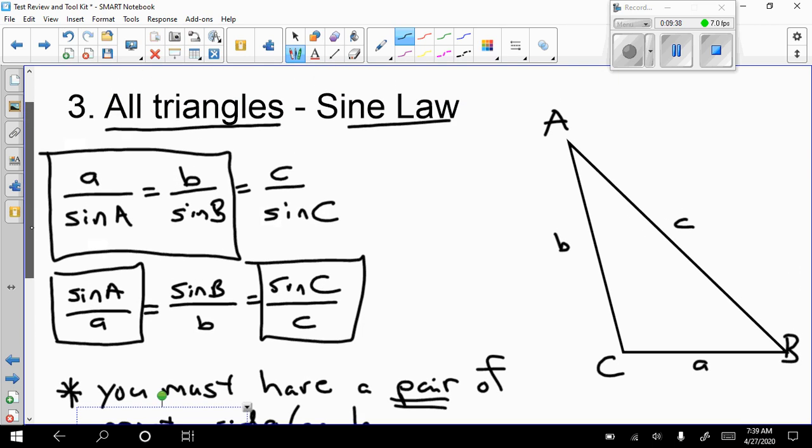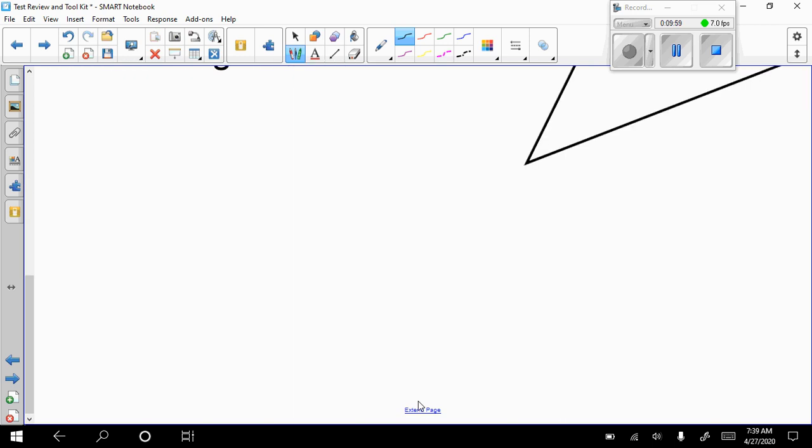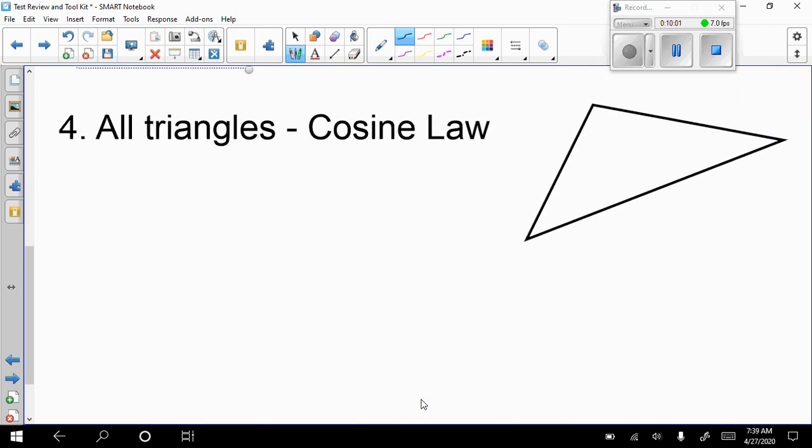And one thing to remember, right back to number one of our toolkit, is that if you've got two angles, you know that you can get a third. So never forget that. Okay, the last thing we learned in this unit was we learned about the cosine law. And so the cosine law is used in a special circumstance or two, and I'll tell you those.